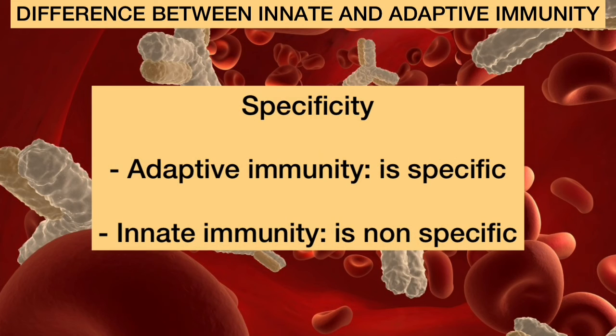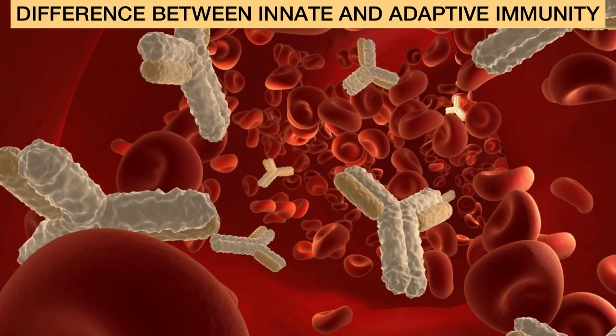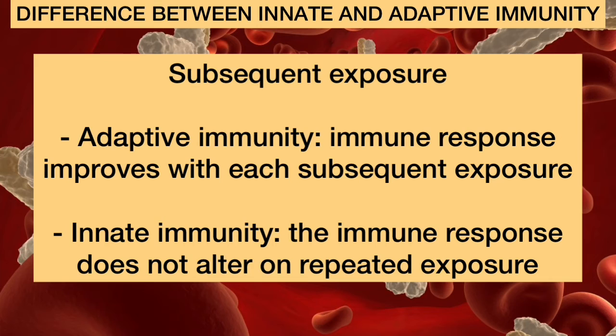Specificity. The response of adaptive immunity is specific against a particular antigen, whereas that of innate immunity is the same against all invading pathogens, that is, it is non-specific. Subsequent exposure. With adaptive immunity, immune response improves with each subsequent exposure, whereas with innate immunity, the immune response does not change on repeated exposure.